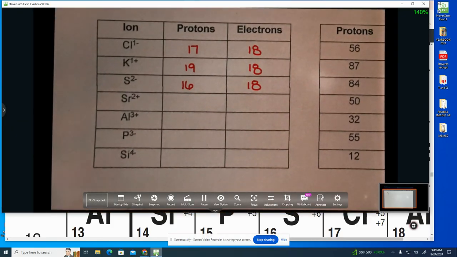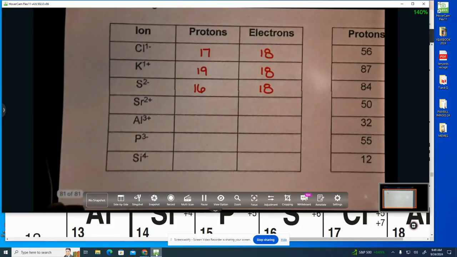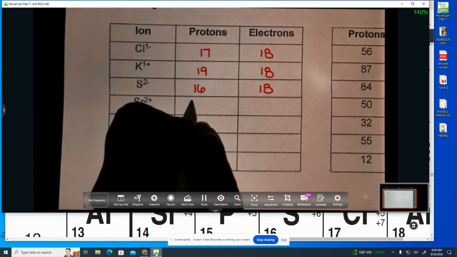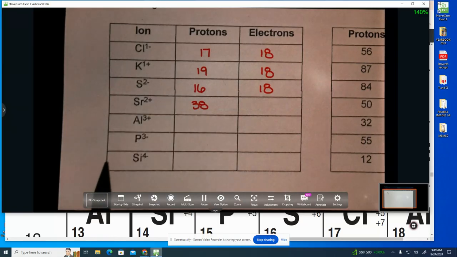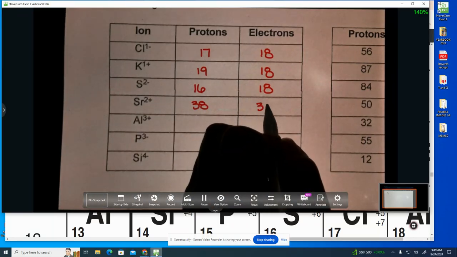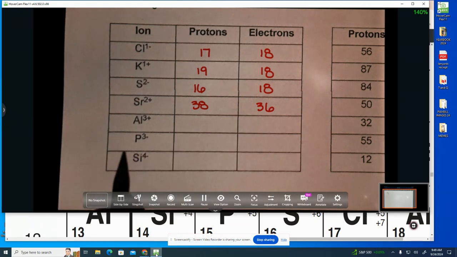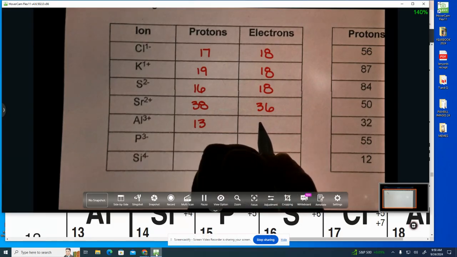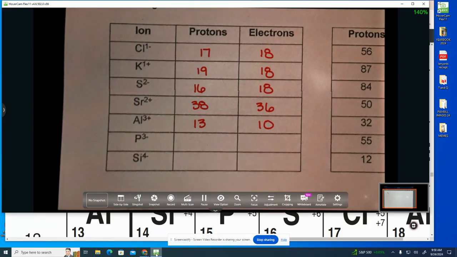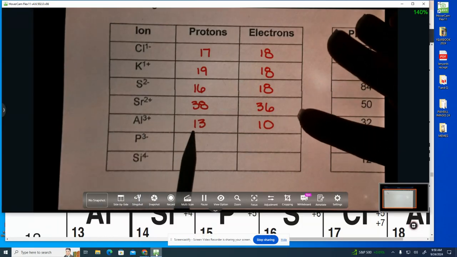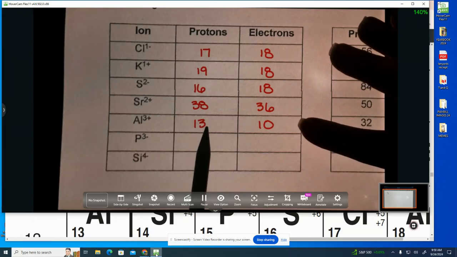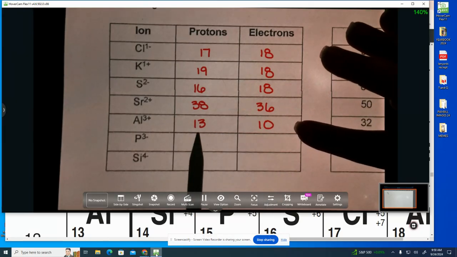Look at that. Okay, strontium. Strontium is atomic number 38. Okay, with a +2 charge, it's going to have 36. Beautiful. Aluminum has 13 protons. So how many electrons is it going to have? 10. Okay, so for some of you, I might be going a little bit fast. This number is the positive number. This number is the negative number. So 13 positives and 10 negatives gives me an overall +3 charge.